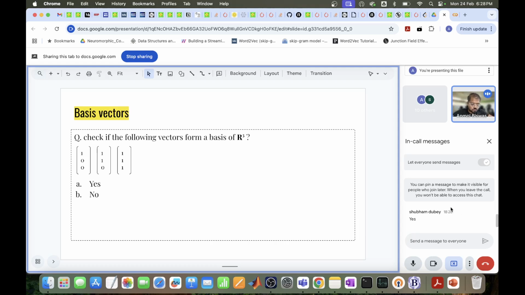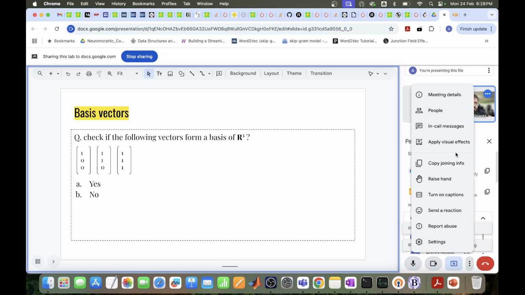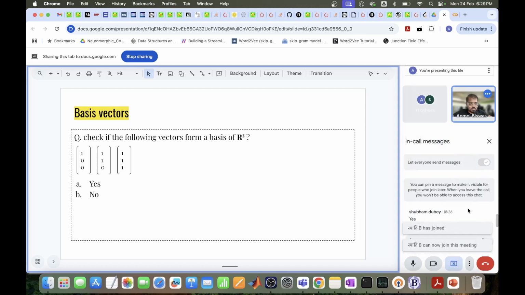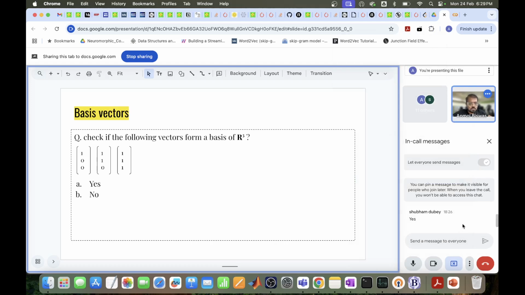Okay, so yes, someone has answered again. Yes, this time it is correct. This set of vectors is in fact a basis set for R3, and here also, like in the previous case, we will apply the same kind of logic.